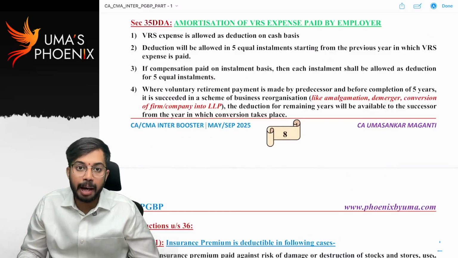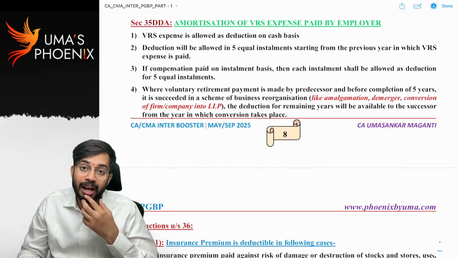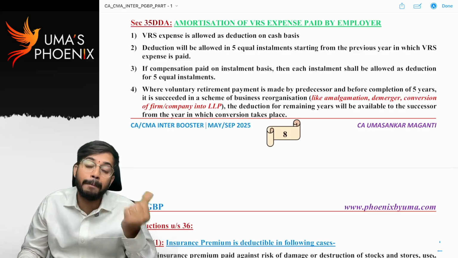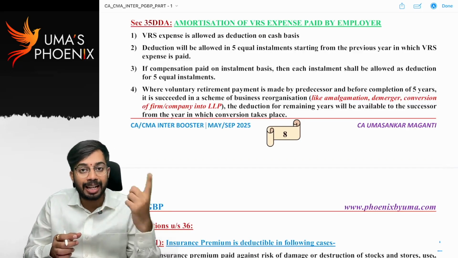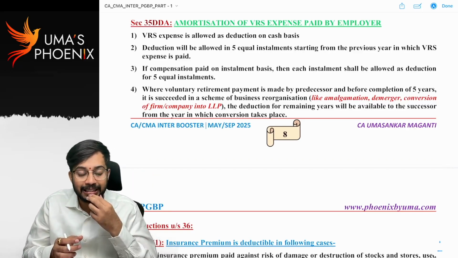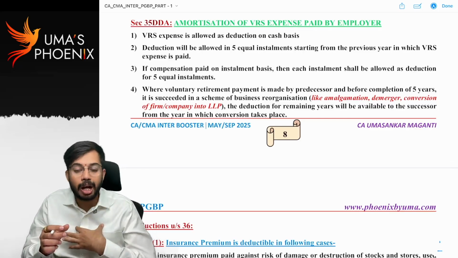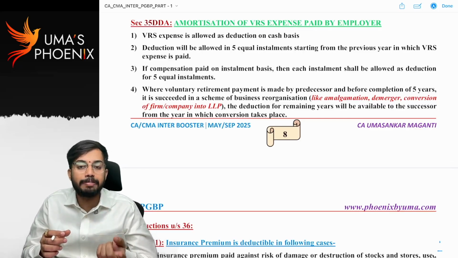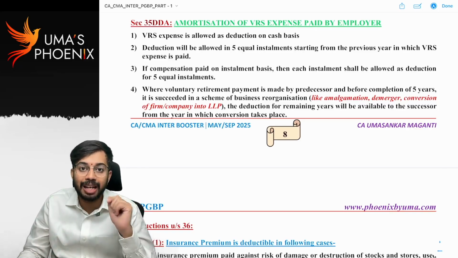35 DDA, amortization of VRS expenditure. In salaries, we discussed about VRS compensation. That is from employee point of view. If employee receives VRS compensation, it is taxable to the employee under the head salaries. Simultaneously, exemption is also allowed. From employer point of view, if employer is paying VRS compensation to the employee, VRS compensation is allowed as expenditure.